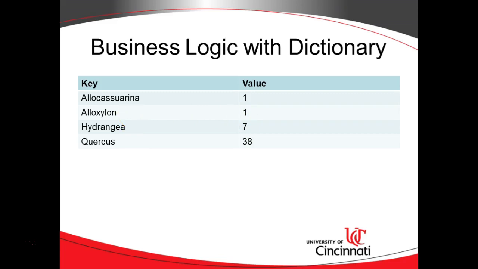But our second time through the iteration, we see that hydrangea is a 7, where Alloxylon is a 1. Now hydrangea is the most likely candidate genus for oak. Then we go through our loop a fourth time, and we see Quercus has 38, and we think that, okay, now that is the most likely genus for oak. So this is a process that might require several iterations.